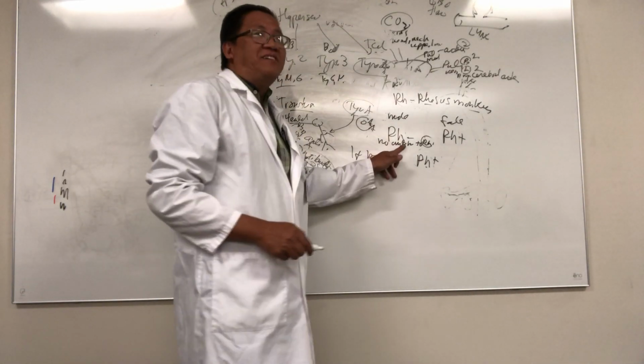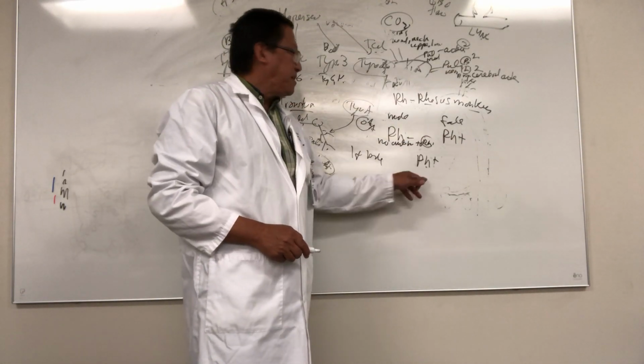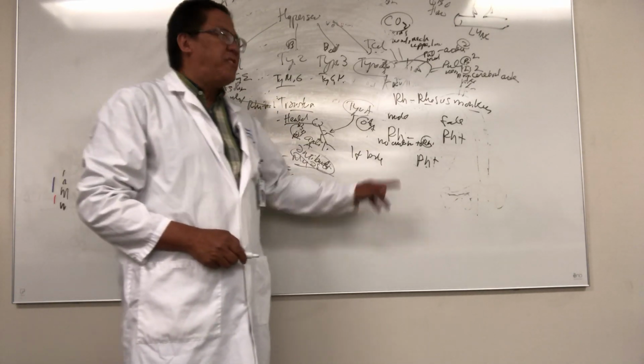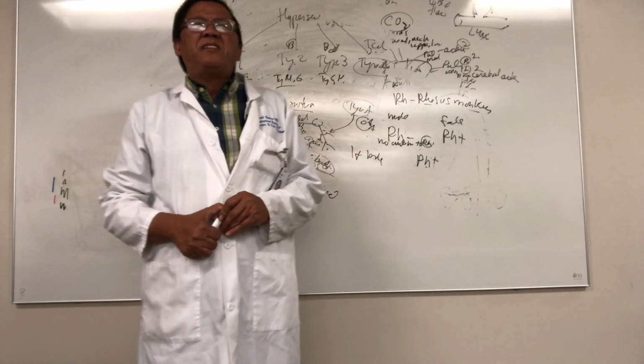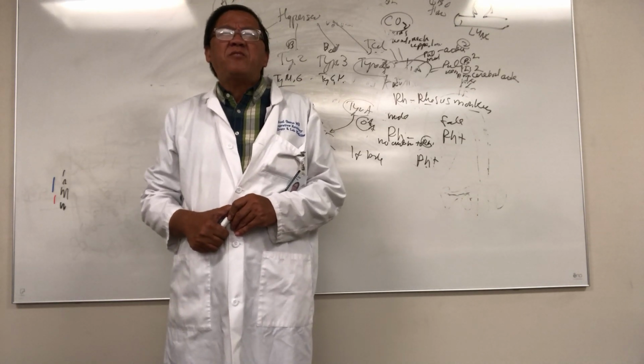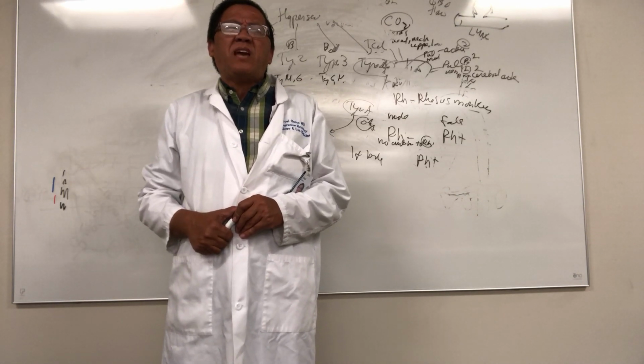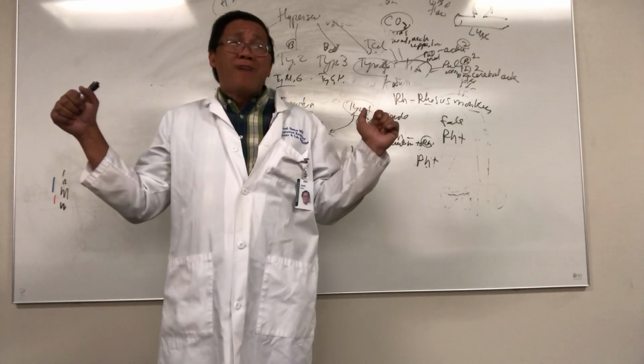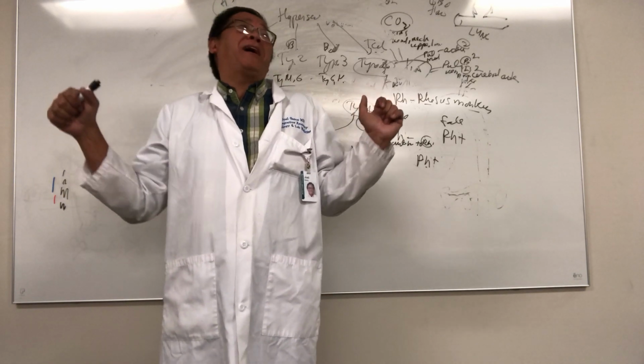Okay. Mother is negative, father is positive, baby is positive. Mother has no antibodies. But what happens during the first pregnancy? During the 9th month of pregnancy, on the EDC or expected date of confinement, the mother goes into labor. Oh my God, so much pain. No more babies.